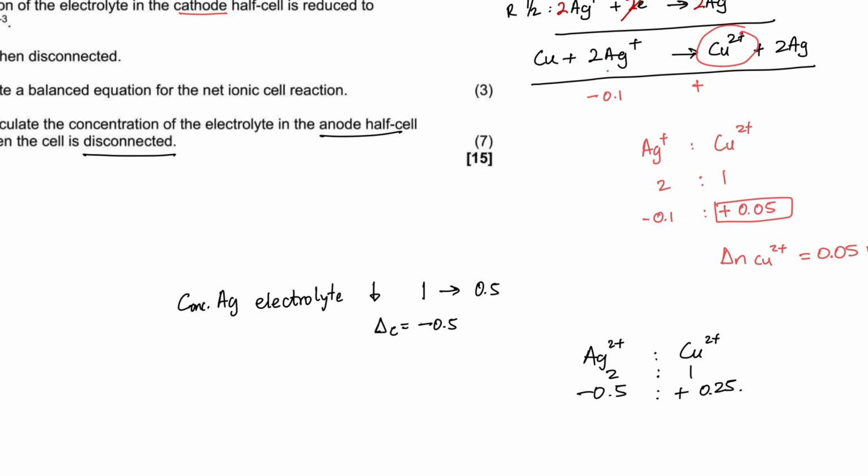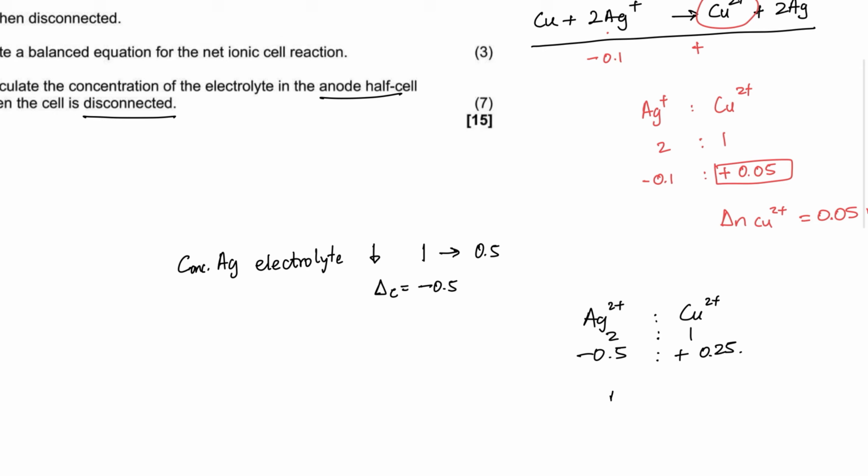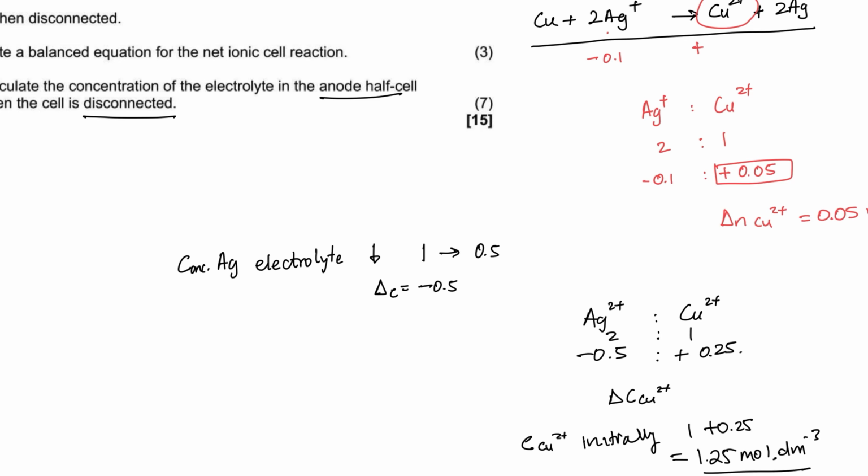So it's going to increase by 0.25. So this is the delta for the concentration of Cu2+. Because we know it started at 1, so the concentration of Cu2+ initially was 1, and now we are adding the 0.25, the new concentration is going to be 1.25 moles per dm cubed. So again, this works because the starting concentration was the same and they both share the same volume.